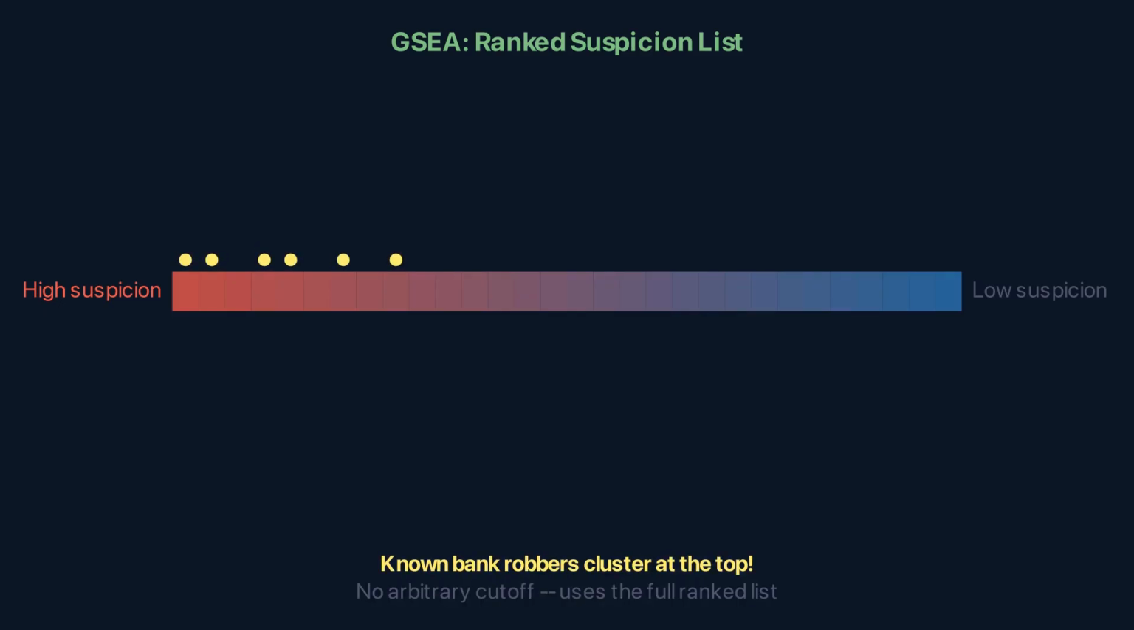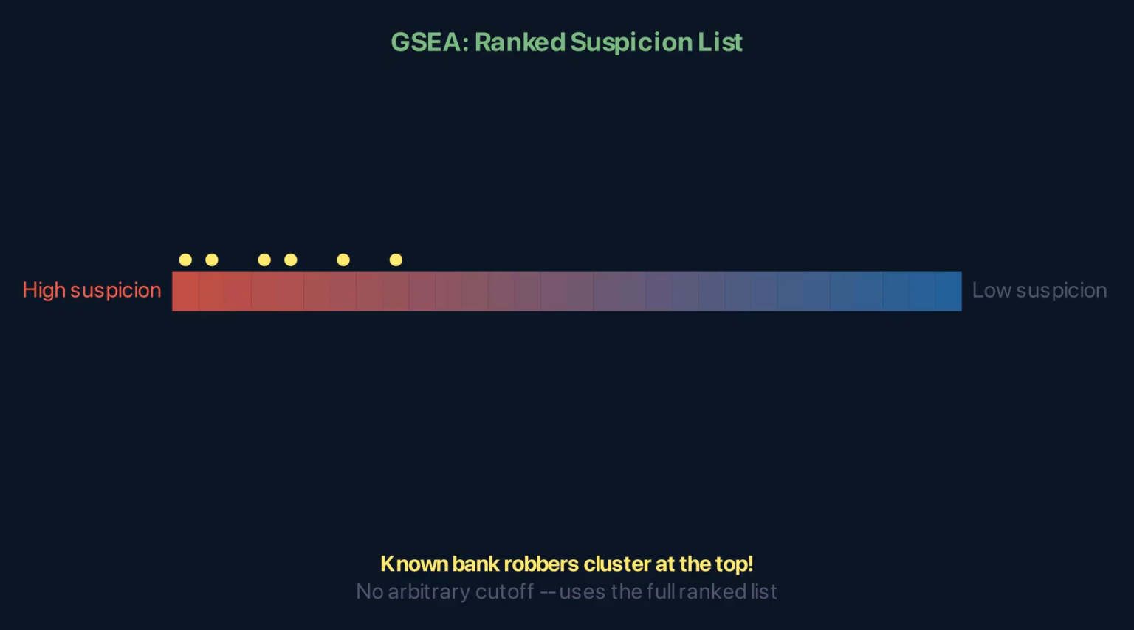GSEA, gene set enrichment analysis, works differently. Instead of starting with your suspect list, it ranks every person in the city by suspicion level and asks, do the known bank robbers cluster at the top of the suspicion list? Or are they scattered randomly throughout? If they cluster at the top, then bank robbery is enriched in your high suspicion group.